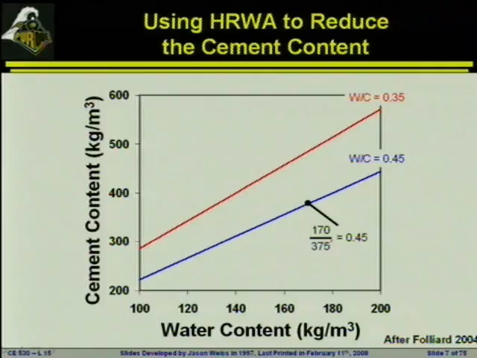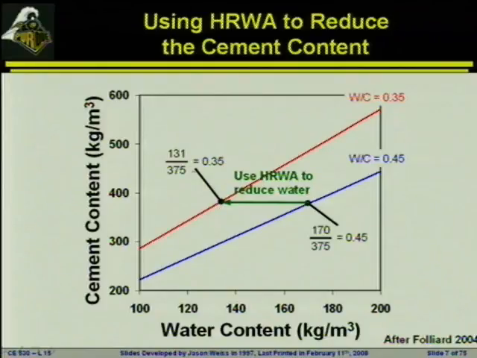If we add a plasticizer, we add a water reducer, we could simply take water out of the system. So we would reduce the amount of water, and we could get over to a point where we've reduced about 40 kilograms per cubic meter of water, and we'd be down to a water to cement ratio of 0.35.